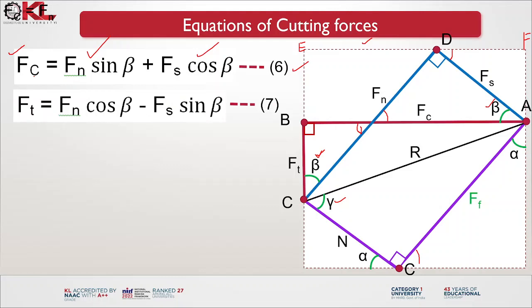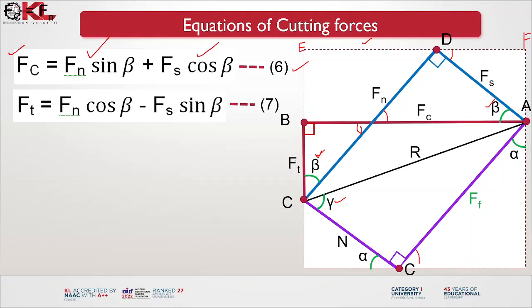Now we can find out the Ft also. We can find out how this Ft is obtained: once we know the CE length, we can subtract the EB length from the CE length. Then you can obtain the tangential force. Now again you can consider these sides.